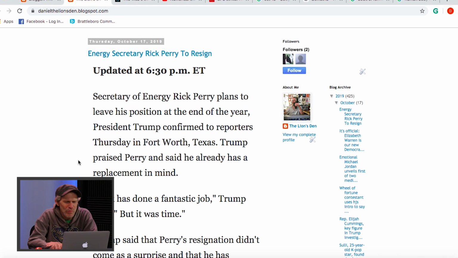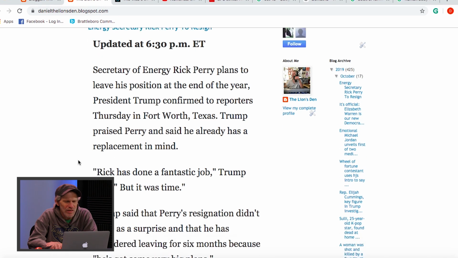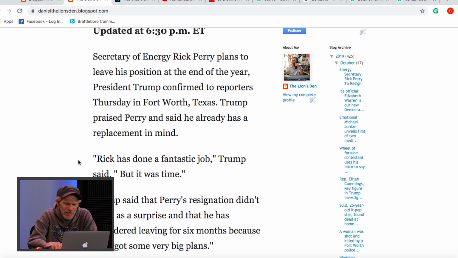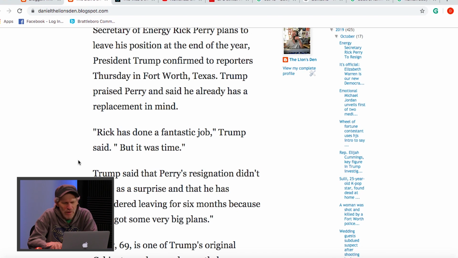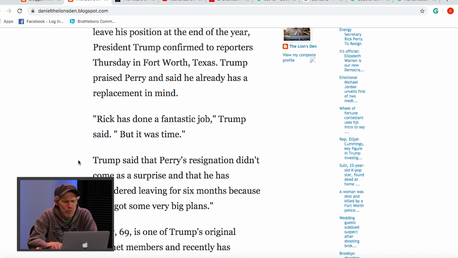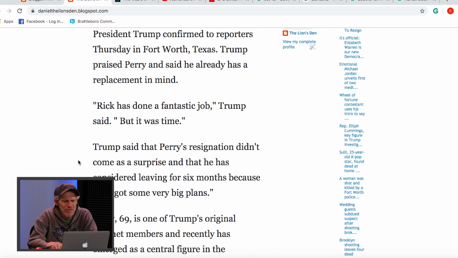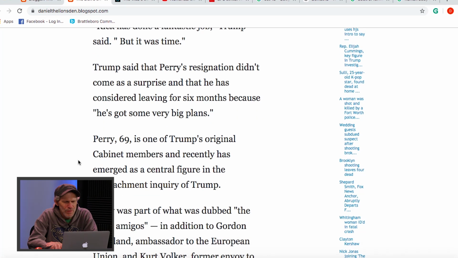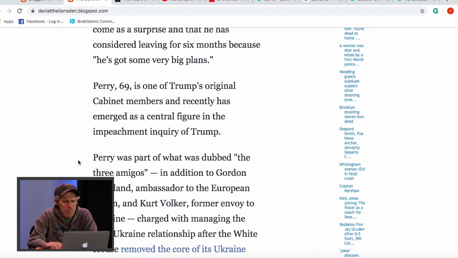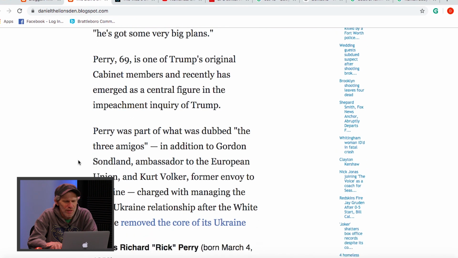Trump said that Perry's resignation didn't come as a surprise and that he has considered leaving for 6 months because he's got some very big plans. Perry, who's 69, don't know why they have to tell you that, but now that I know Gematria, I know, is one of Trump's original cabinet members and recently has emerged as a central figure in the impeachment inquiry of Trump. So Perry was part of what was dubbed the Three Amigos, in addition to Gordon Sondland and Kurt Volker, charged with managing the U.S.-Ukraine relationship after the White House removed the core of its Ukraine team.